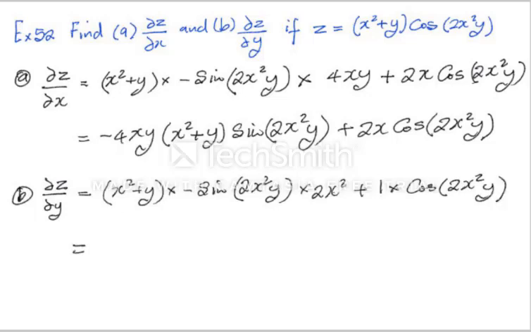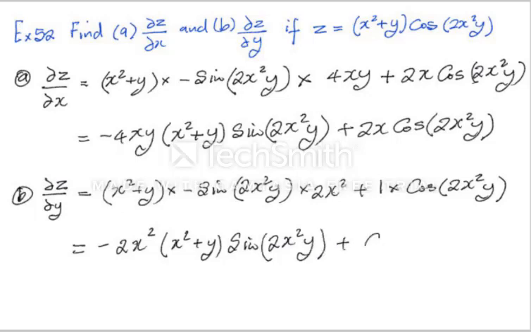So write it prettier. We end up with minus 2x squared, open bracket, x squared plus y, close bracket, sine 2x squared y, plus cosine 2x squared y. All right. So that is your introduction to partial derivatives.